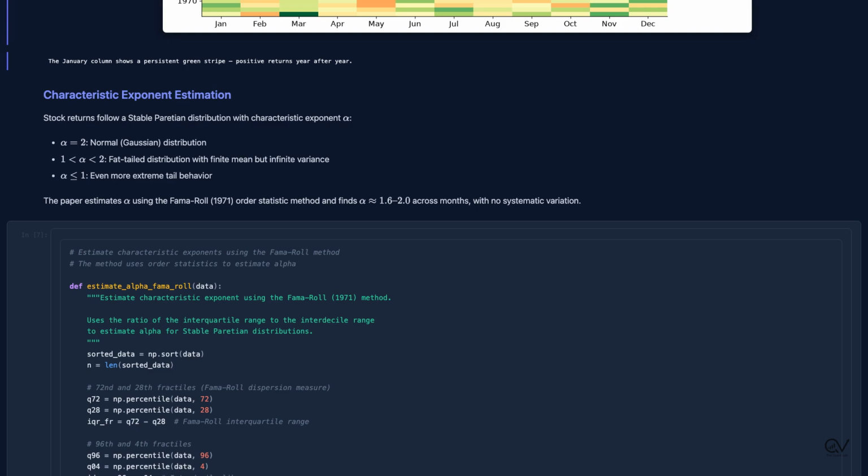The paper found alpha values between 1.6 and 2.0 across months, with no systematic pattern. This is important. It means the January effect is a pure location shift. The tails don't change. The distribution keeps its shape but slides to the right in January.